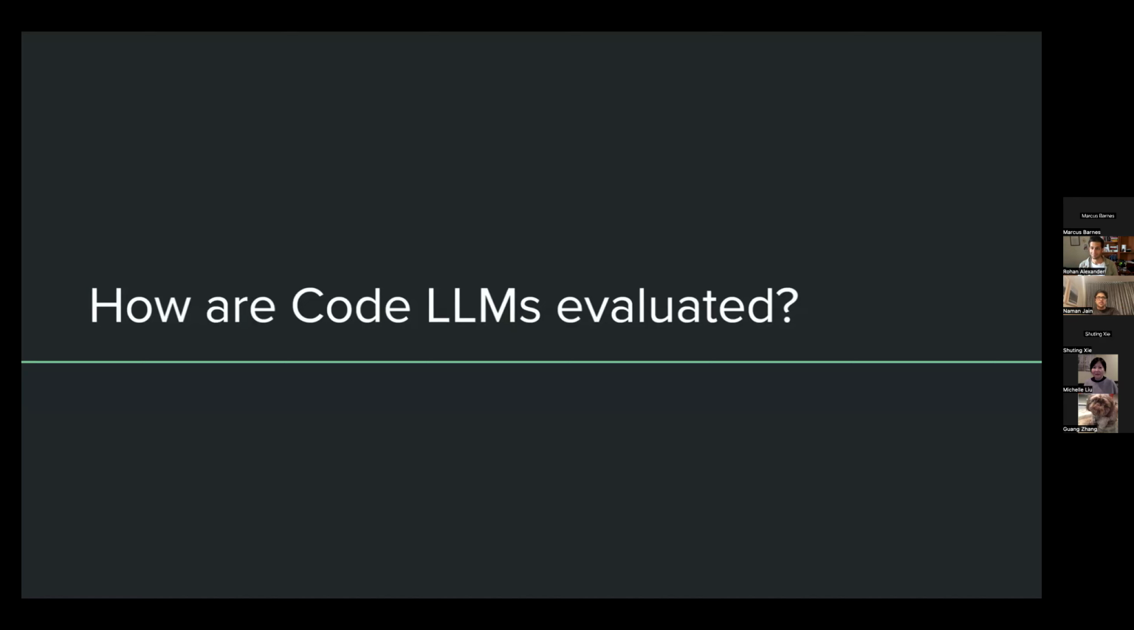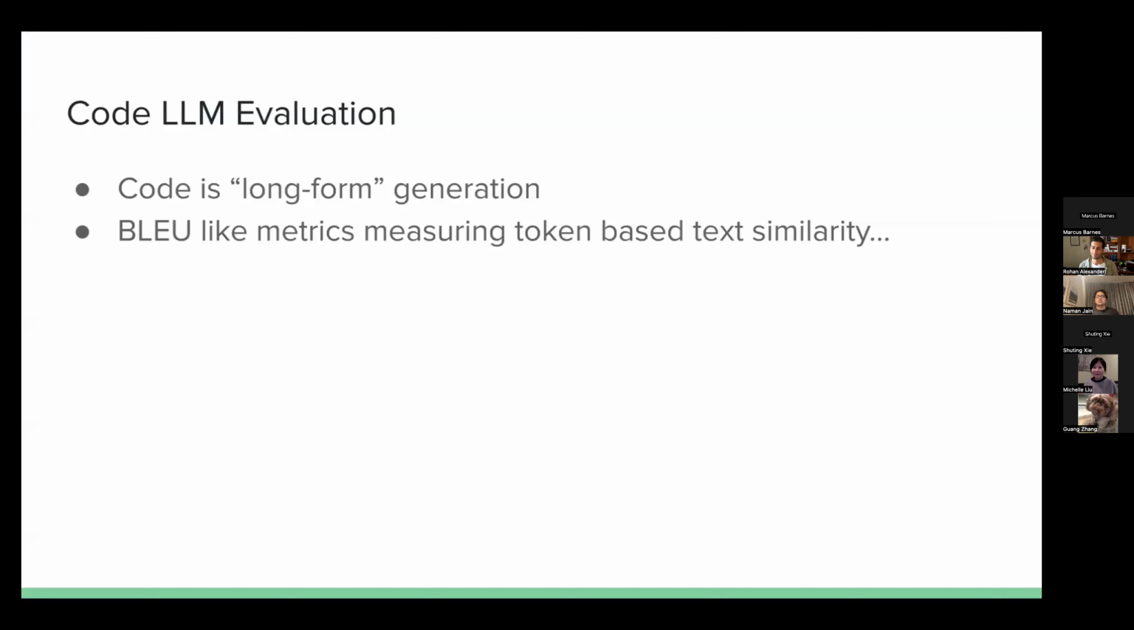So let's come to benchmarking, because models are improving very quickly, and this is what we are here to talk about. How are code language models evaluated? Code is long-form generation. Given some specification, that might be a natural language question or existing code, you're generating a sequence of text as output. Back in 2018 or 2020, I would have said maybe let's use BLEU, which measures token-level similarity: you tokenize the code, take a ground truth code, and see how much overlap there is.